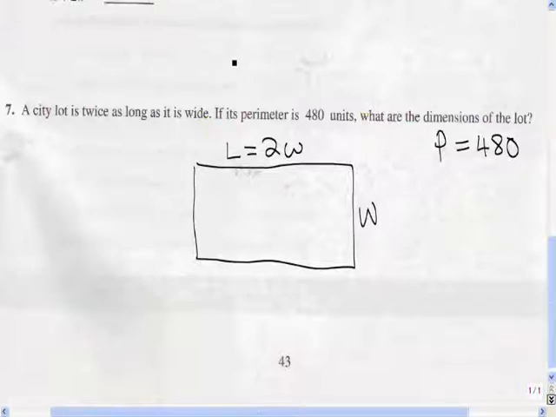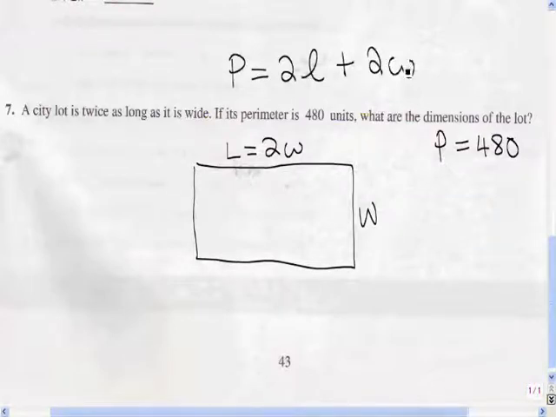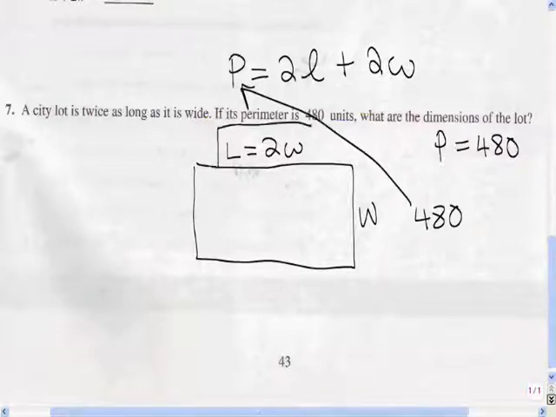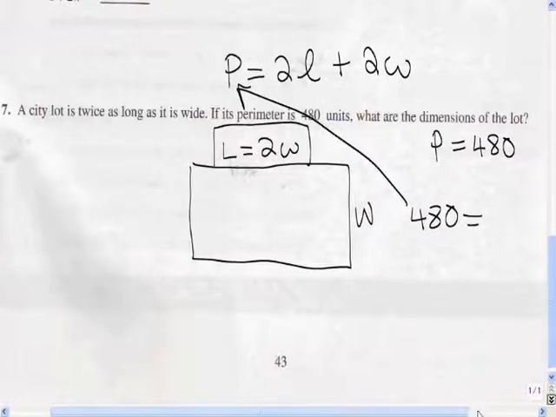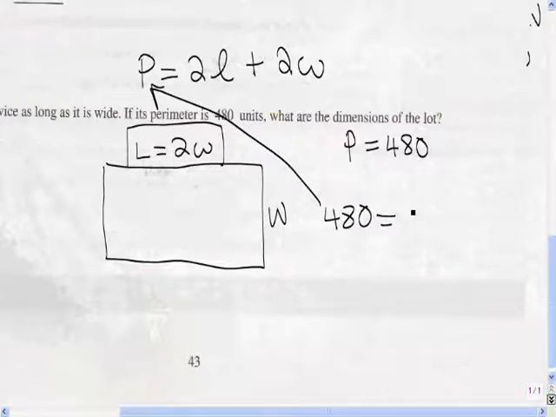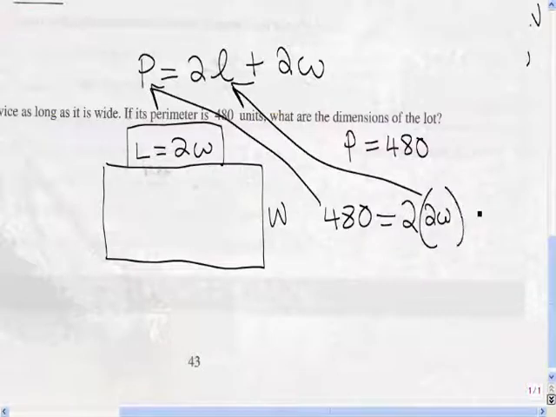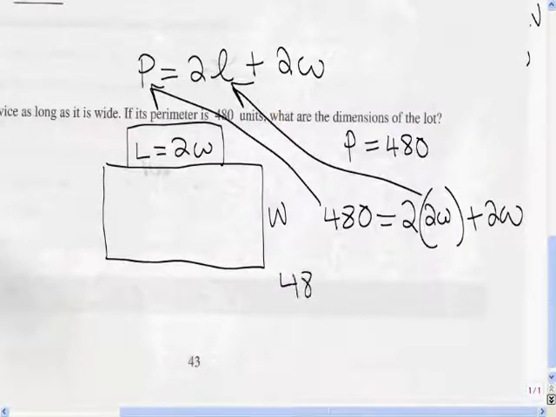So I already know the formula that P equals 2L plus 2W. I'm going to plug my numbers into the formula. So I've got P equals 480, so I plug in 480 for P. And then they tell me that L is the same as 2W, so wherever I see L, I'm going to write 2W. So 2 times 2W plus 2W. Then I'm going to solve for W. So I get 480 equals 2 times 2, which is 4W, plus 2W.